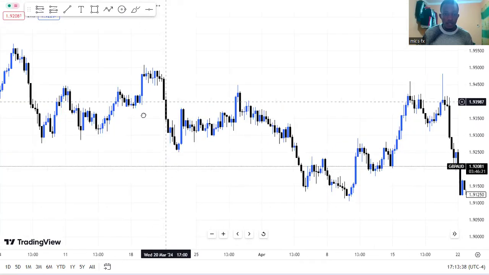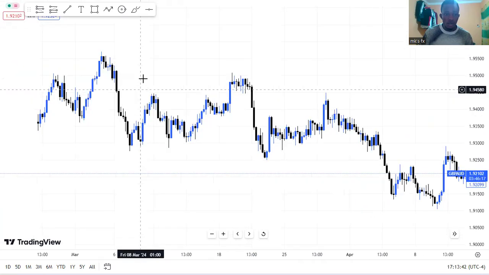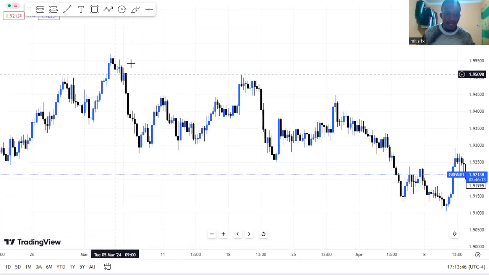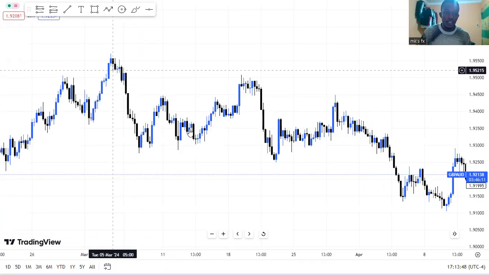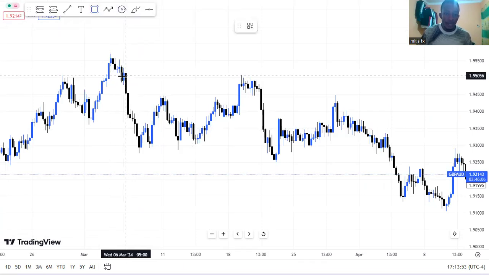Let's look for a valid order block. All right, guys, this is a valid order block according to my definition. Number one, an opposite candlestick between two candlesticks.